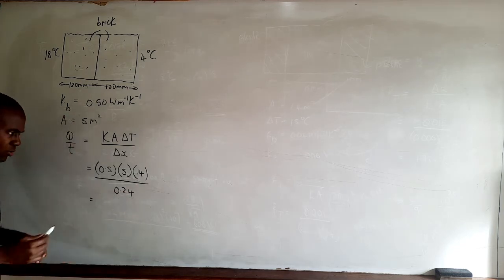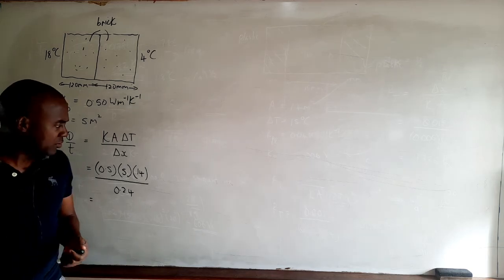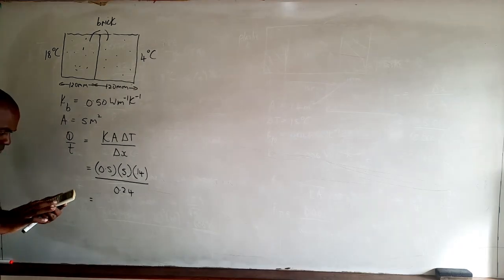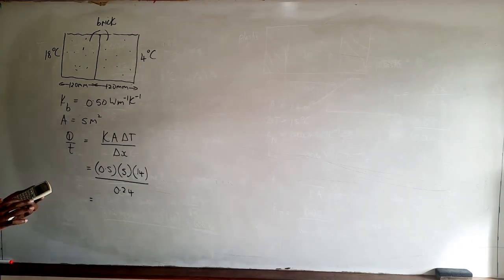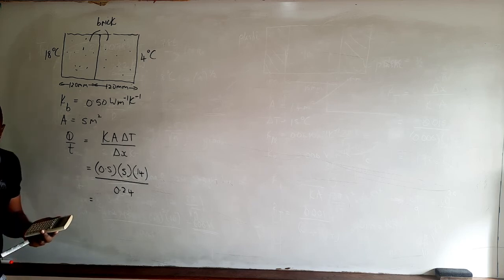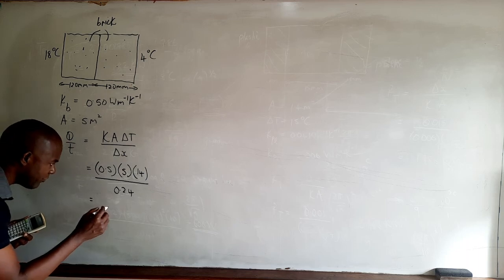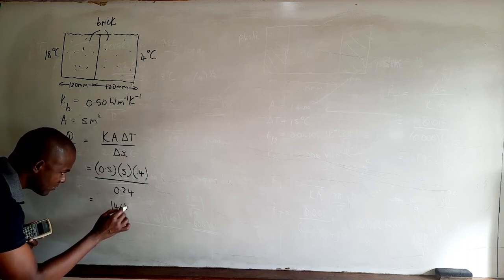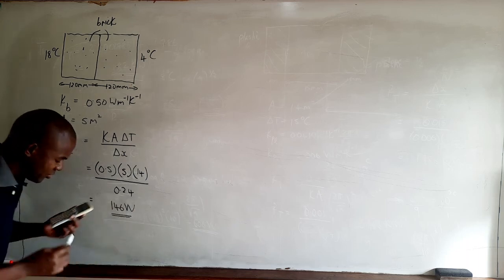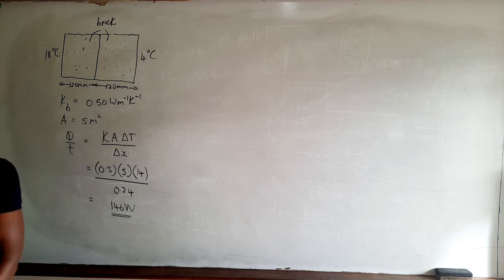And we simply go to our calculator and work this out, right? So we get 0.5 times 5 times 14, divided by 0.24, and that gives us approximately 145.8, or if we want to round it up, we could say 146 watts. So this is approximately equal to 146 watts, right? So that was the first approach of doing this particular question.